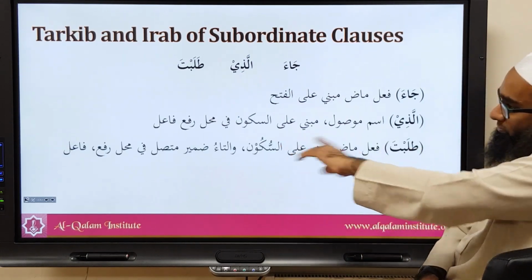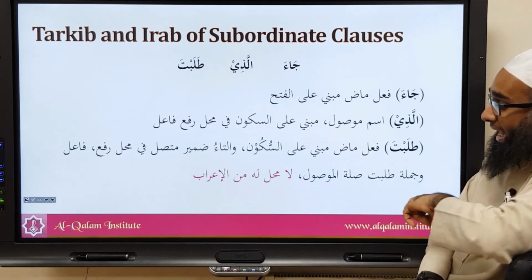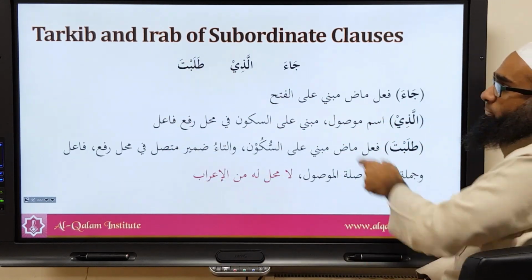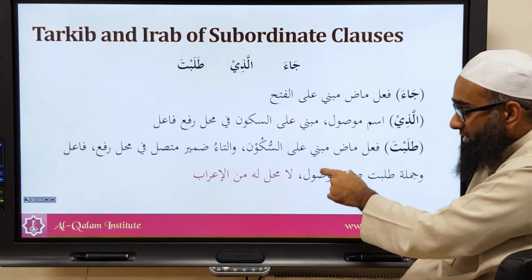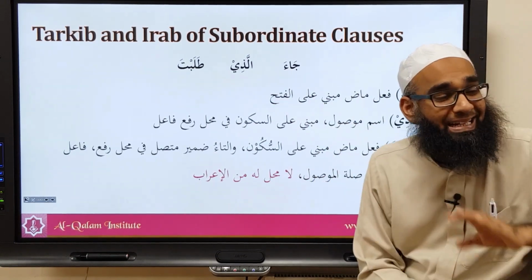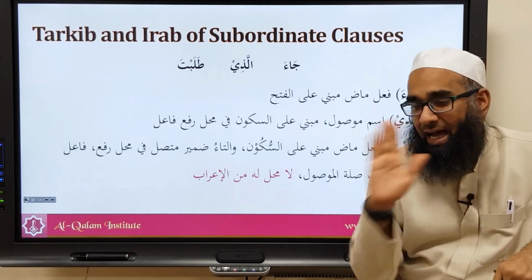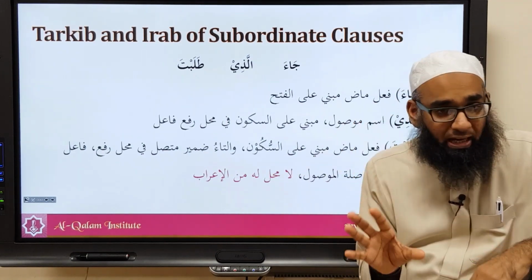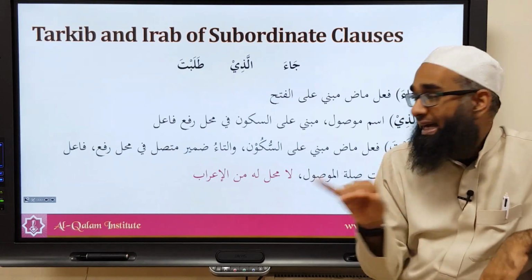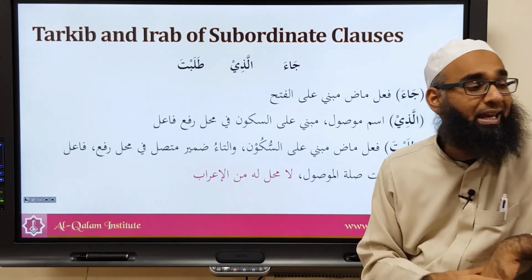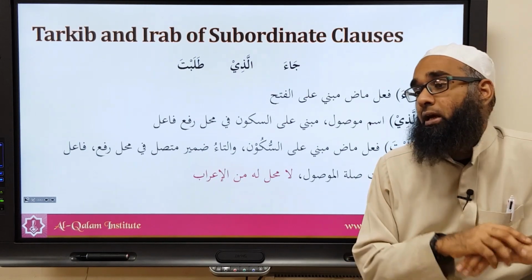Then after that, what do you do? The sentence, we know the sentence. Then the jumla after it becomes a sila. So for example, talabta is a silatul mawsool. But that sentence has no i'rab. It's not marfu, mansub, or majroor. It's not a tabi. So you see the jumla becomes a sila, but the sila should be la mahalla laha min al-i'rab. It has no mahal min al-i'rab.